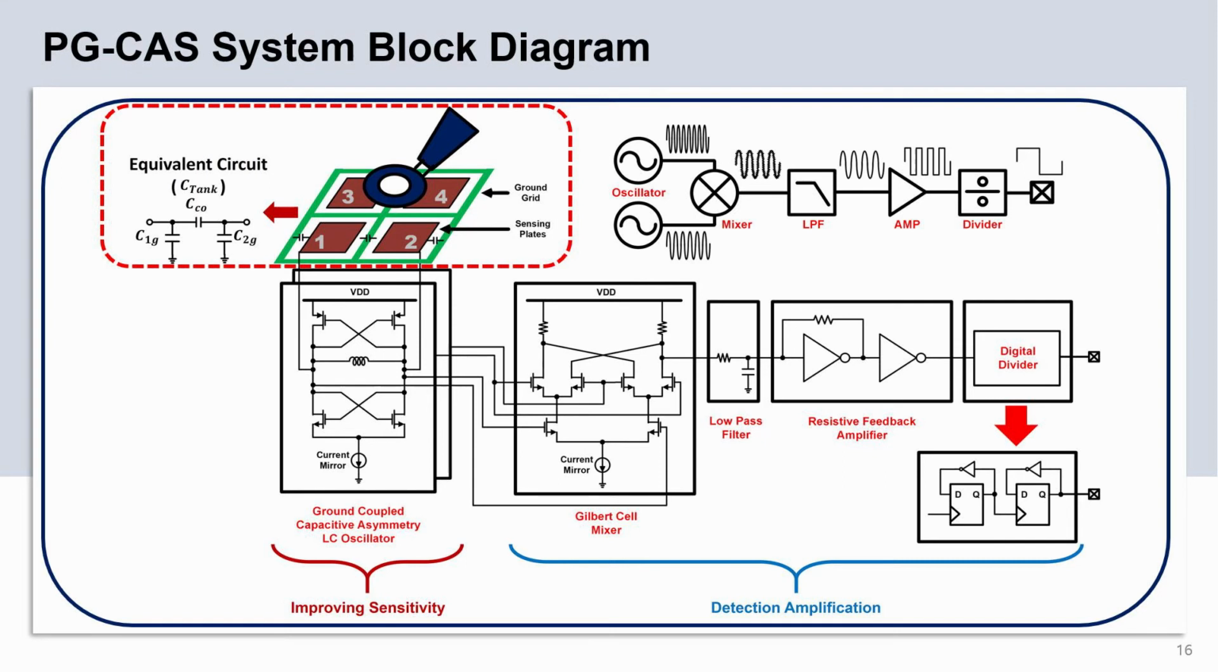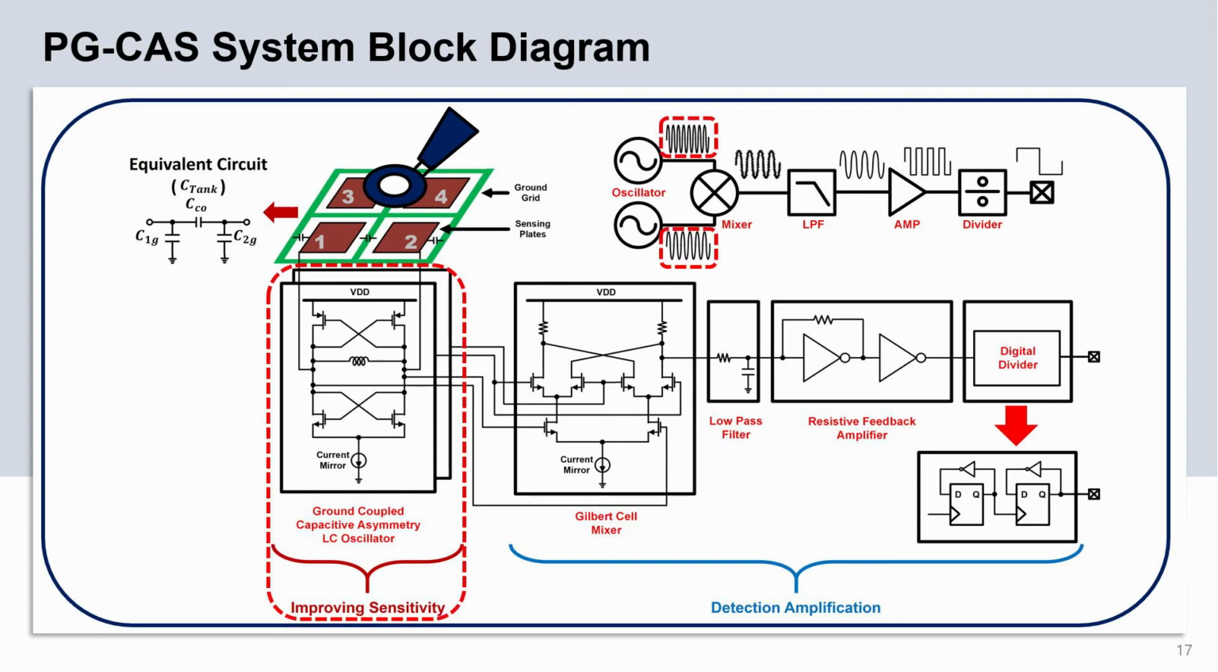The capacitance value of C1G and C2G are the same because the size and dimension of metal plates are equal and the patterned ground is symmetrical. As an EM probe approaches one of the patterned ground coplanar capacitive asymmetry plates, the two LC oscillators produce a difference in frequency depending on the asymmetry in capacitance.